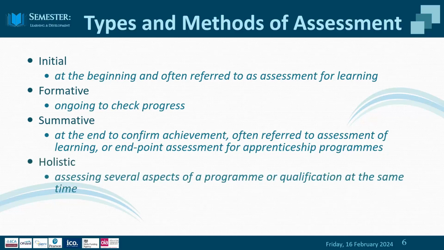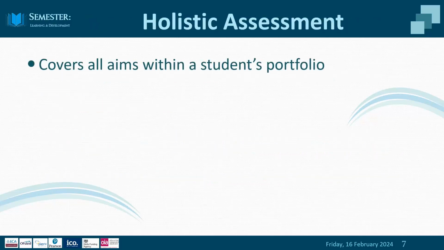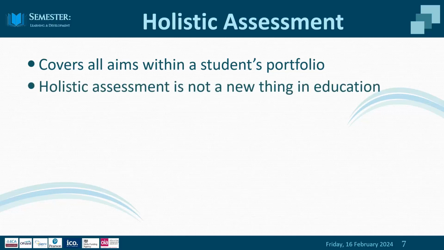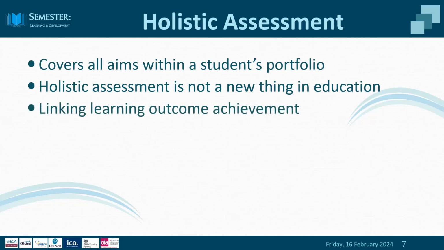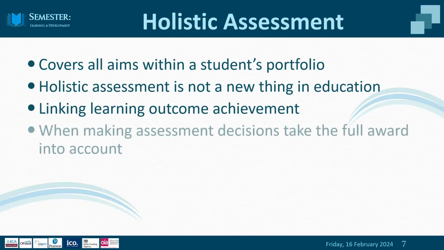Holistic assessment is an approach to evaluate student learning across a number of different parts of their course. It goes beyond assessing students solely based on a limited number of assessment criteria within a single piece of learning. It covers all aims within a student's portfolio and supports quicker student progression. Basically, holistic assessment is looking for opportunities in the learning outcomes or assessment criteria and linking them together. This means that you can gather more evidence that will help you and the learner long term.